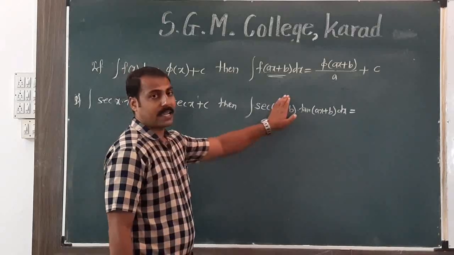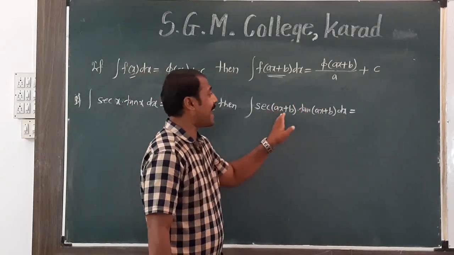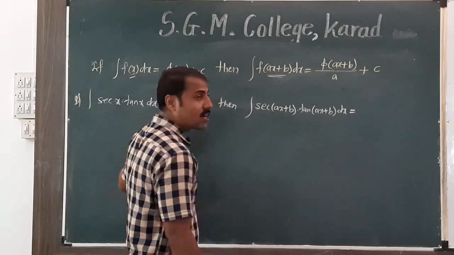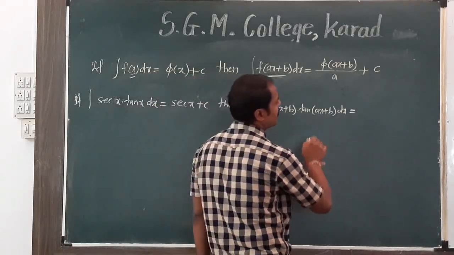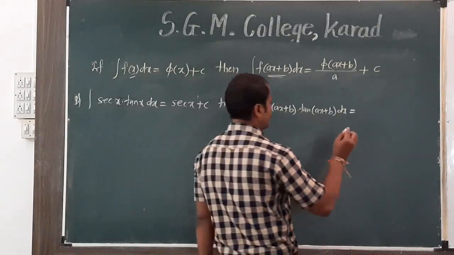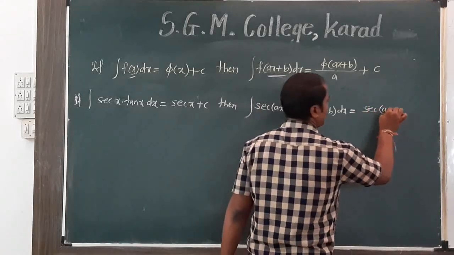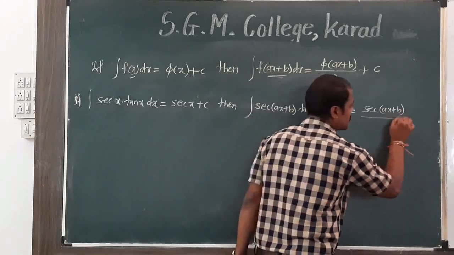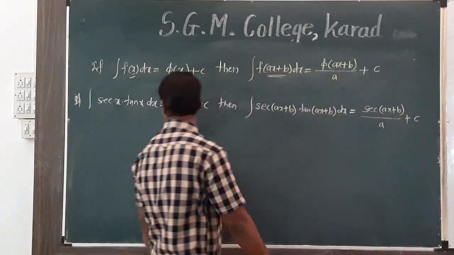Yes, consider x plus b as x. So it looks like sec x into tan x. Integration of sec x into tan x is what? Sec x. So integration of sec of ax plus b into tan of ax plus b is what? Yes, very good. Sec of ax plus b, don't forget to divide by the coefficient of x, that is a, plus constant of integration c.